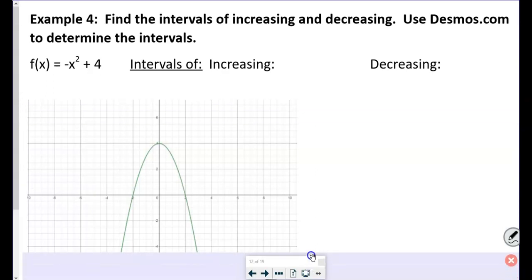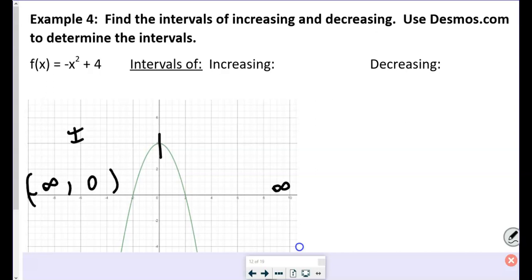Okay, there we go. So notice here, what is the graph doing from negative infinity over here, y'all? Negative infinity is over here and positive infinity is over here, right? So what's the graph doing from negative infinity to right here? Isn't it increasing from negative infinity to where? 0, right, y'all? So I'm going to put a parenthesis there.